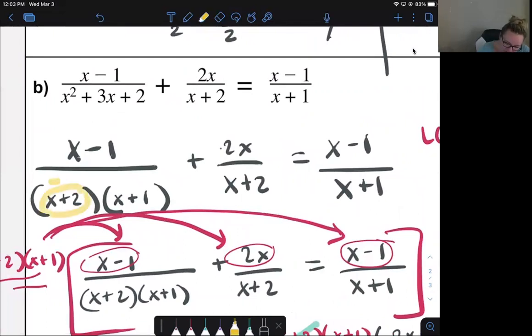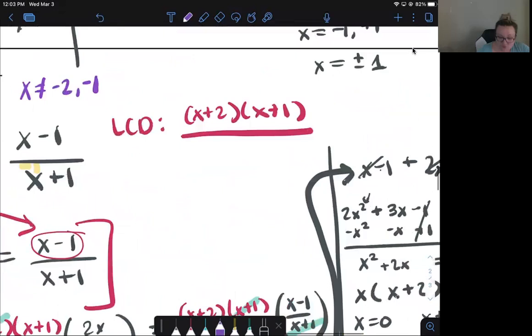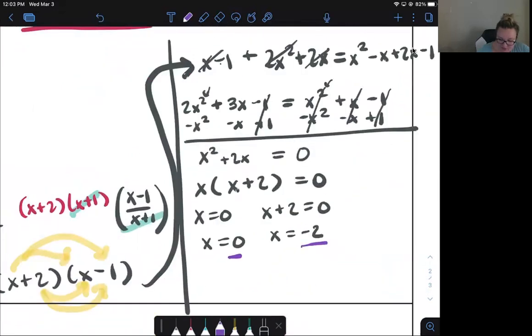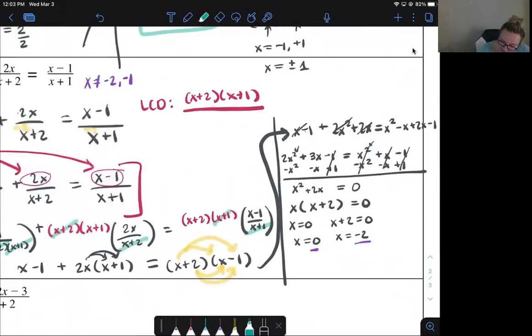Well, negative 2 would make this factor 0. Negative 1 would make that one 0. Negative 2 and negative 1. So x is not allowed to be negative 2 nor negative 1. But the solutions I got were negative 2 and 0. So because this solution matches this restriction, negative 2 is an extraneous solution.